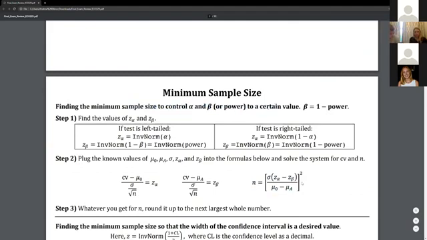I'm going to write this out on the whiteboard. But we have to do a couple things. We do either inverse norm of alpha and inverse norm of 1 minus beta as our z alpha and z beta, or we do this one, depending on whether our test is right tail. Now, as a reminder, what tail test was ours? Was it a left tail test or a right tail test?